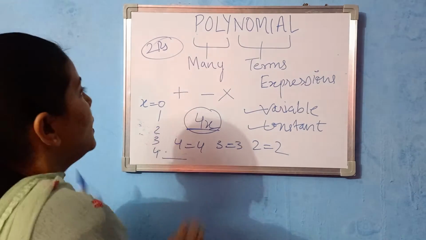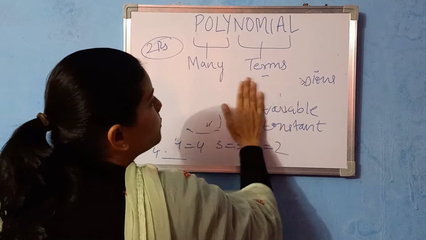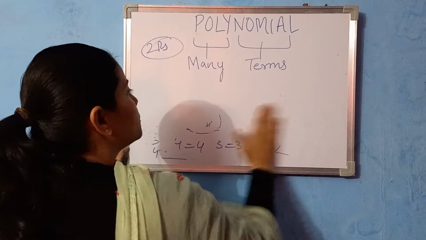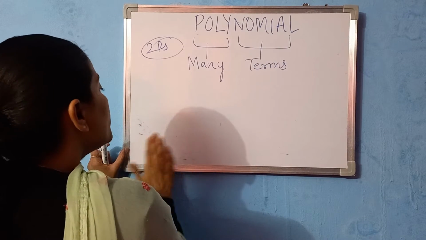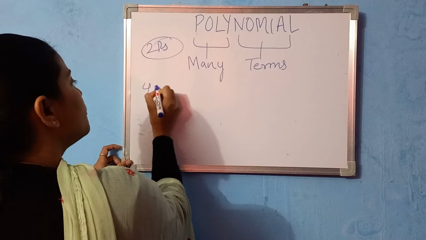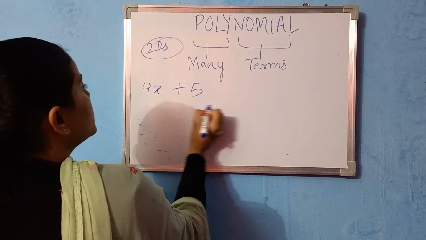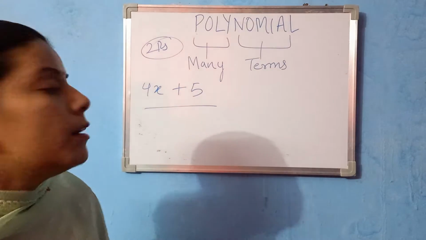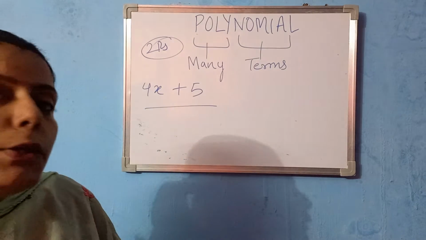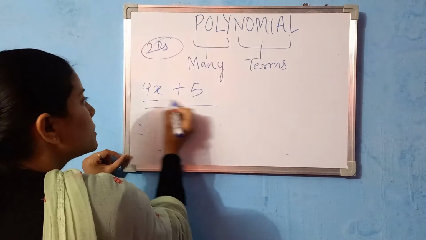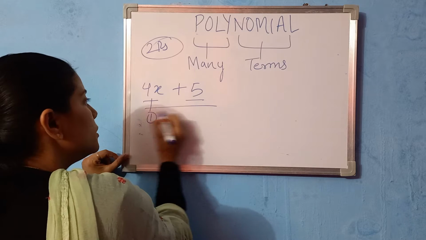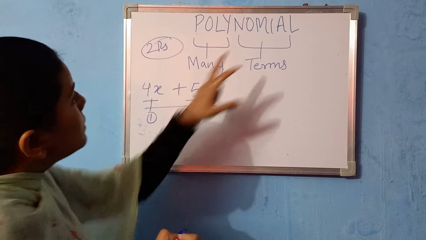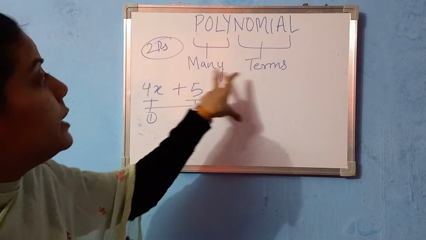Okay, so let me take another example. 4x plus 5. This is also a polynomial. In this polynomial there are two terms, 4x and 5. This is the first term and this is the second term. We said polynomial means many terms.